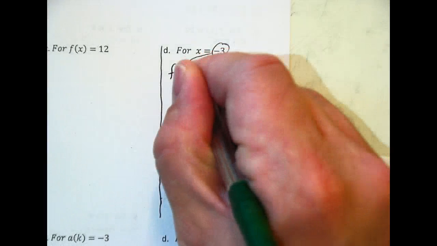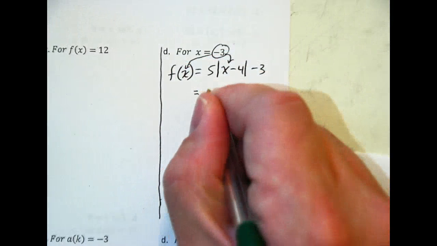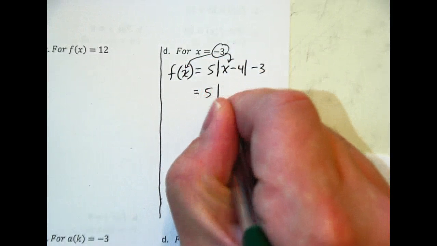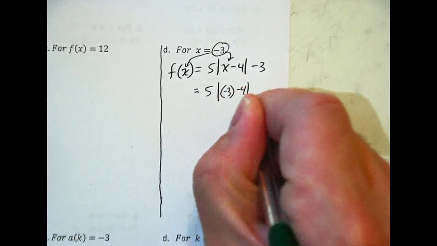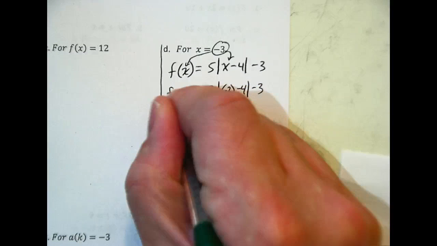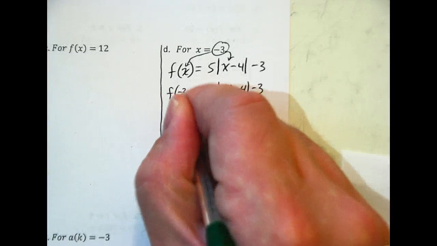So he puts it in there. Okay, 5 times -3 minus 4 minus 3. So that's what f of -3 is.